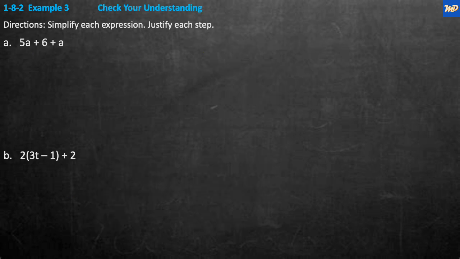Okay, example 3, check your understanding. Directions: simplify each expression and justify each step. So this is like getting us closer to deductive reasoning, where you make a step and then say why you made the step and what allowed you to make that step to get closer to your conclusion, right? Deductive reasoning. So this is a check your understanding.